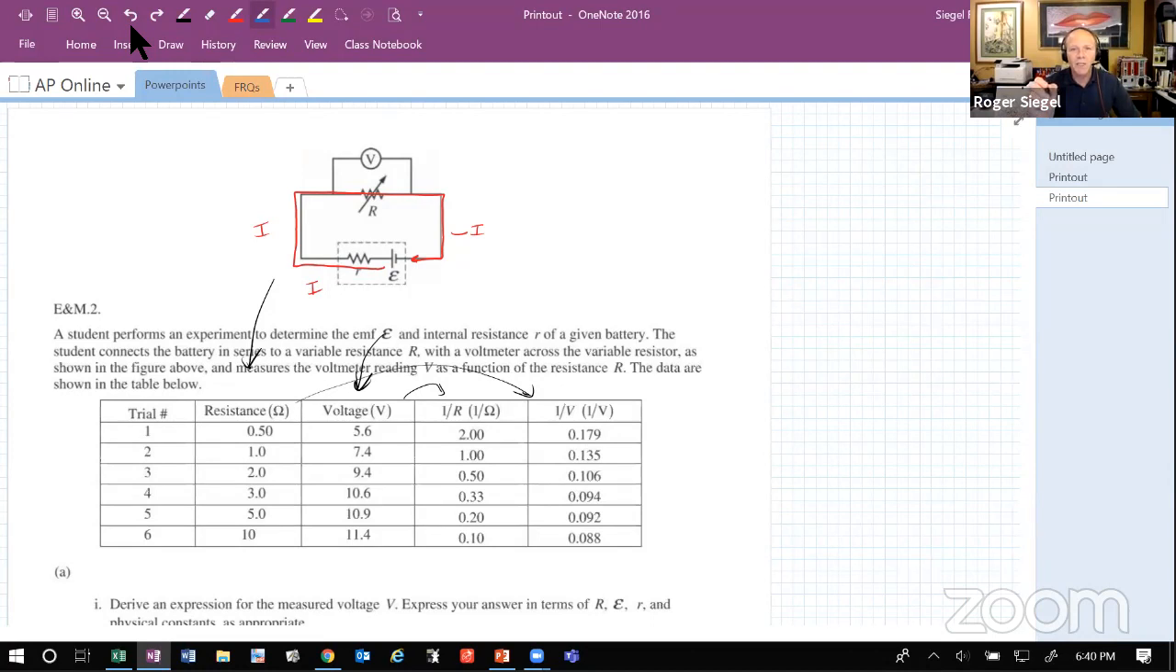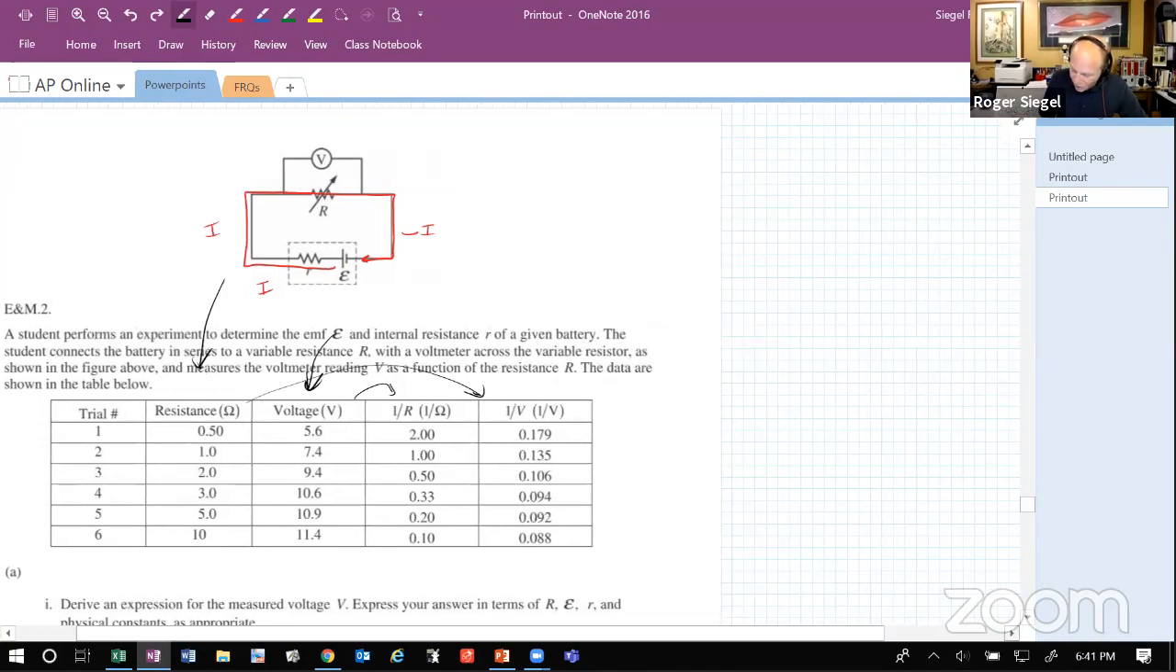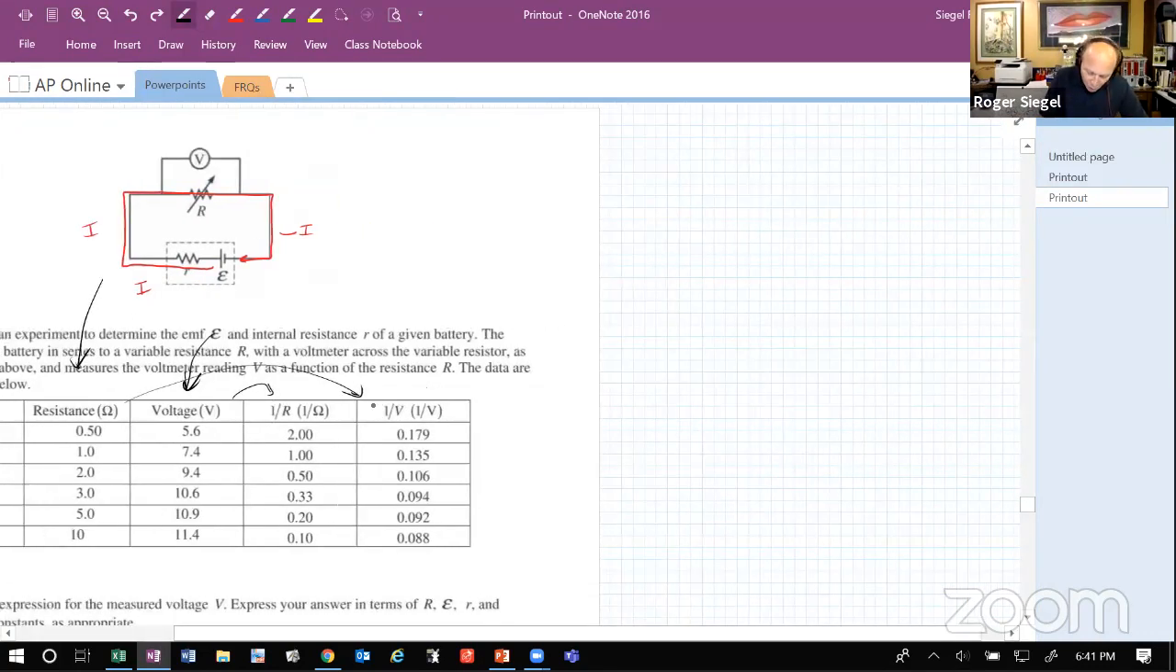Now, no voltmeter has an infinite resistance, but most of the time it's a fine approximation. I'll talk about when it's not a little bit later. So that's our current, and it's going through there. We're going to use the loop rule to figure out the expression that they've asked us to find.